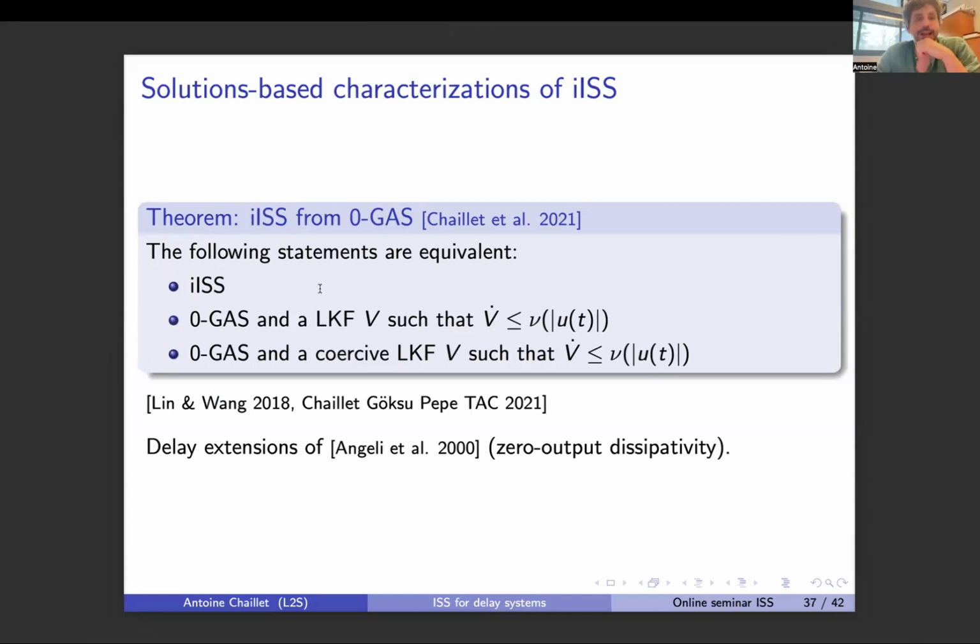So same here, zero-U GAS. In order to show integral ISS, it's actually enough to show that the input-free system is uniformly globally asymptotically stable, and that in addition, you get an LKF whose derivative might be positive, but not so much with respect to U, meaning that it's bounded by eta of U of t. If you have these two ingredients, then you get integral ISS, and this is a result by Lin and Wang in 2018 in the context of time delay systems, and also the original result, which was referred to as zero output dissipativity, was from Angeli and co-authors in 2000 in finite dimension.